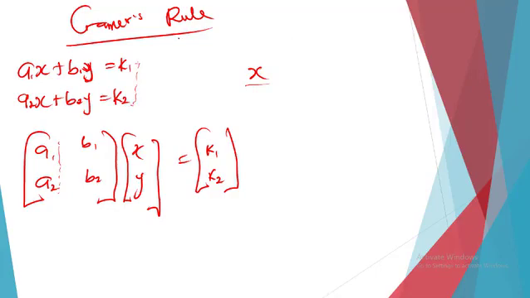So to solve for x, we replace this by the constant on the right hand side. Then to solve for y, we replace this by the constant on the right hand side, and then we'll find their determinant, and then we divide to get the values of x and y. So let us take some examples to explain that the more.